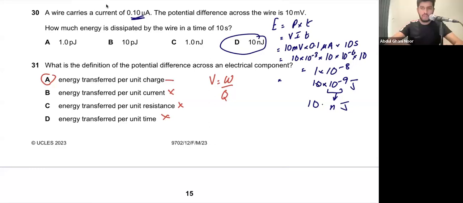Okay, so all clear. The prefix P stands for pico. 10 to the power minus 12.